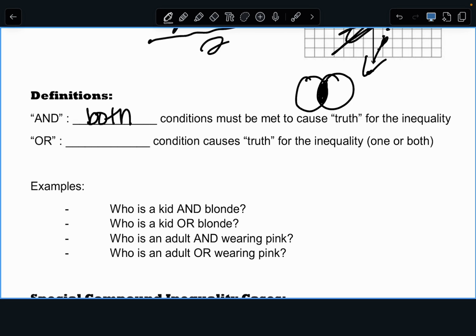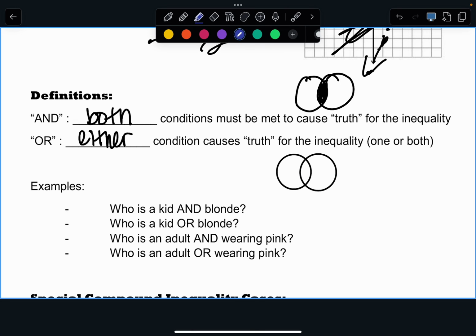For or, it's either or. I can have this one be true, I can have this one be true, or I can have both be true. So for or, either condition has to be met. And if we look at that Venn diagram, does anyone remember what we shaded here? All of it. Here's the blue one. That's true for blue. This is true for green. We shade everything.